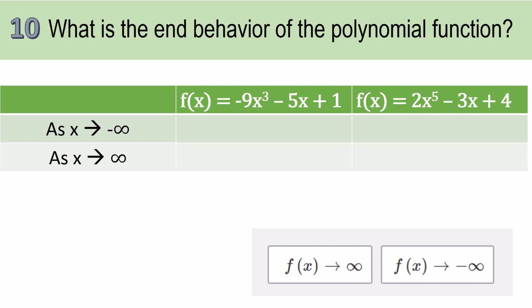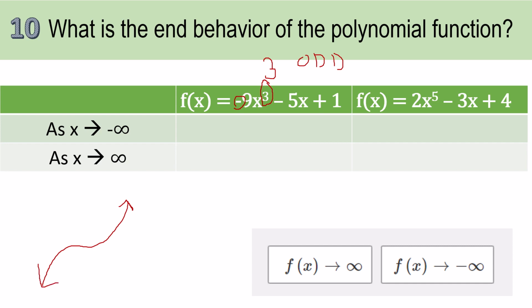So look, this is in standard form. This is degree 3, so it's odd, and the leading coefficient is negative. So first of all, we know it's going to look like this.